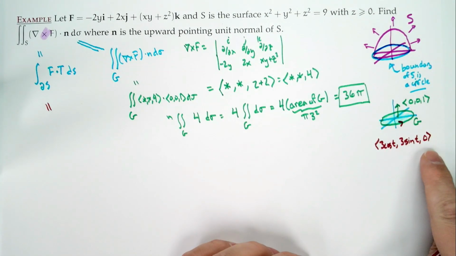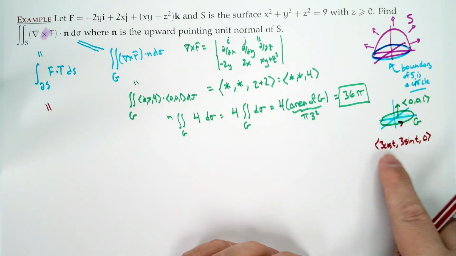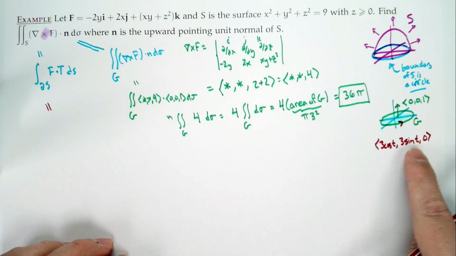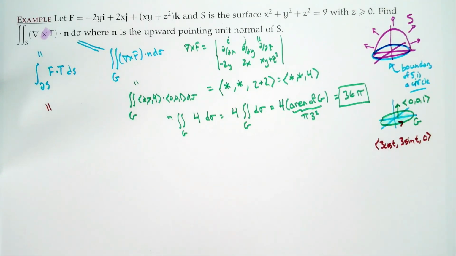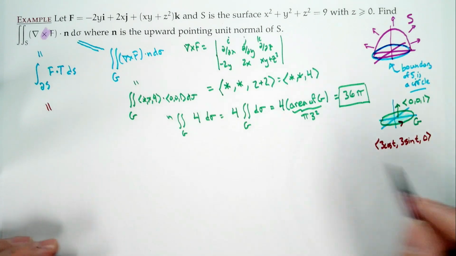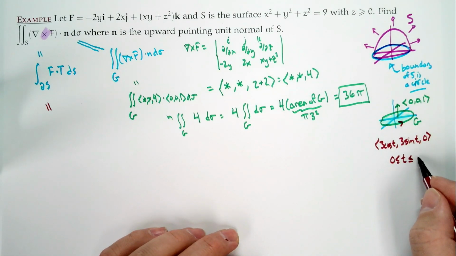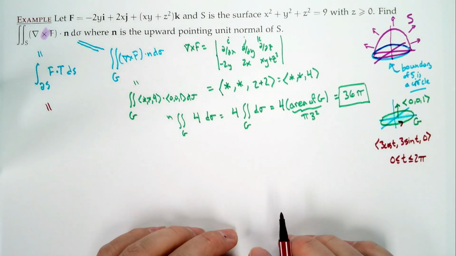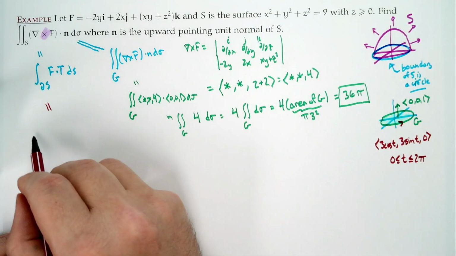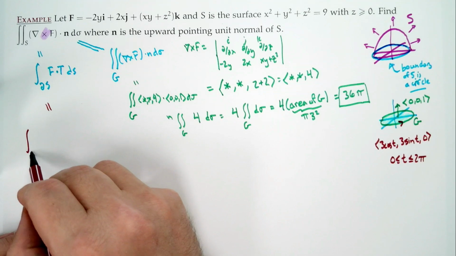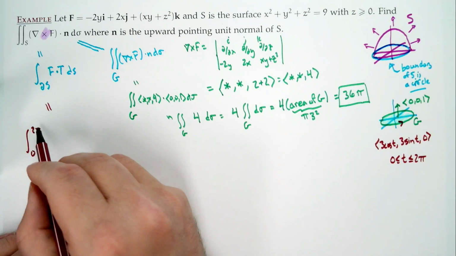Okay, because there's no z component. And cosine and sine, that's our default circle. The 3 makes it a radius 3 circle. So the other thing to note is that this is for time going from 0 to 2 pi, because that's how long it takes to go around a full circle. So this becomes the integral 0 to 2 pi.